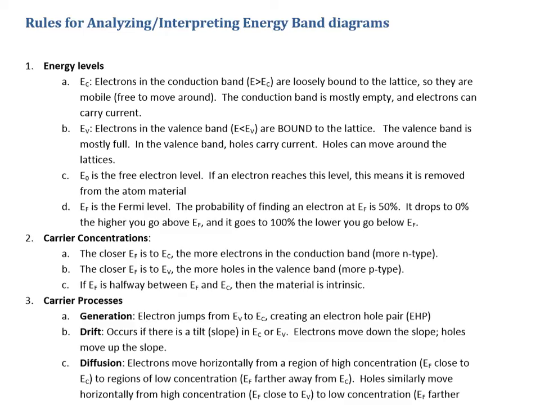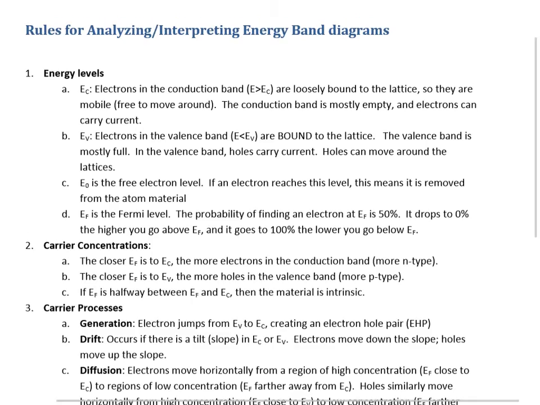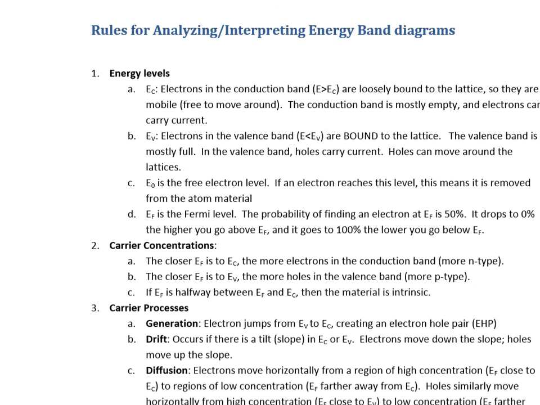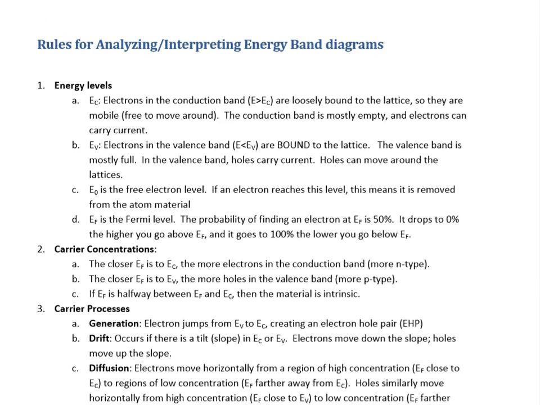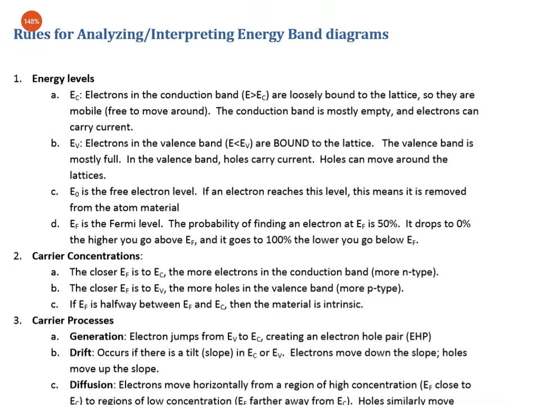Electrons in the conduction band are loosely bound. Electrons in the valence band are bound in covalent bonds. The valence band is mostly full. In the valence band, holes carry current, and the holes can move around within the lattice. So those empty, those incomplete bonds can actually move around the lattice the same way an electron can.